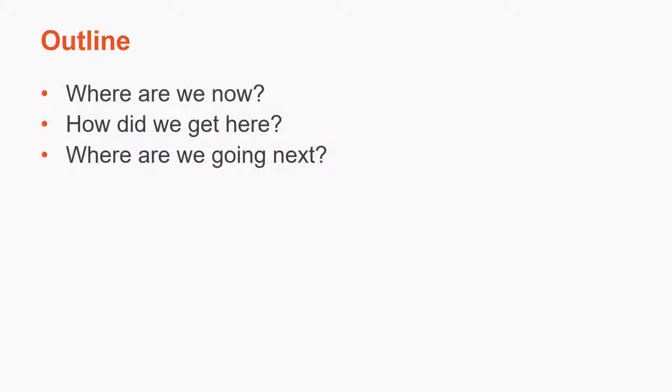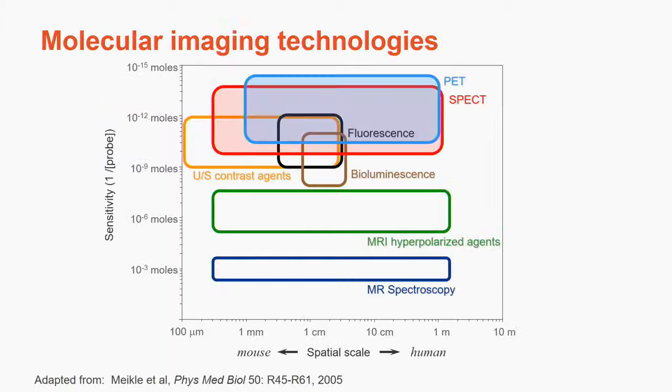For my talk, I just have a very simple outline. I wanted to have a look at where we are now in terms of molecular imaging instrumentation for the brain. How did we get here, and where are we going to next?